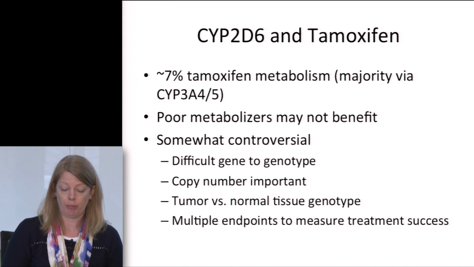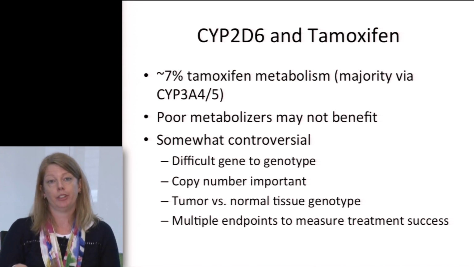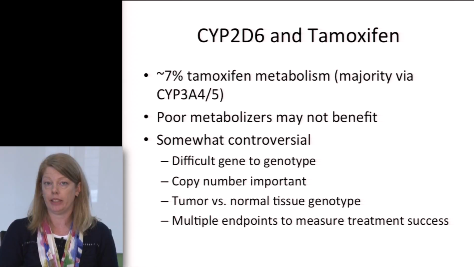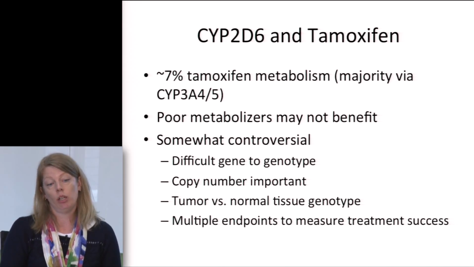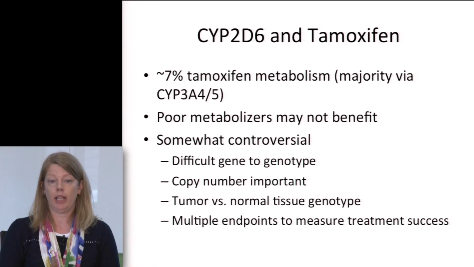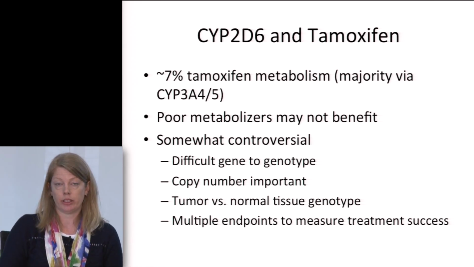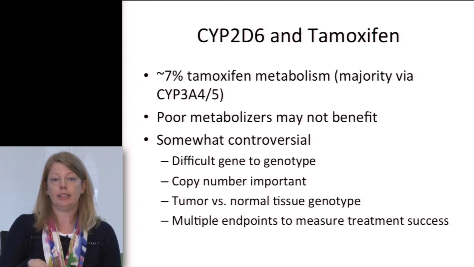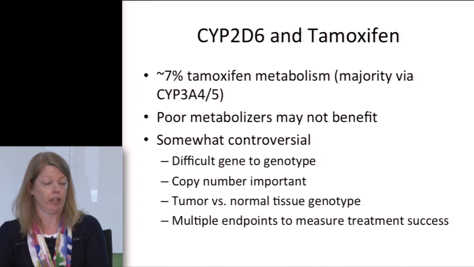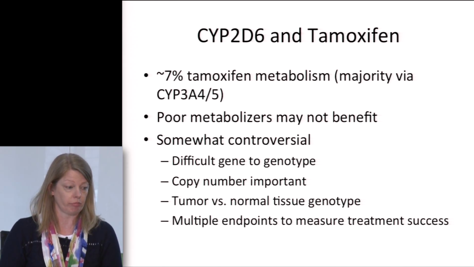In different studies, people have looked at the tumor genotypes versus normal tissue genotypes. As we mentioned earlier, there's a big difference there. Tumor tissue is known to mutate, and so will not necessarily have the same CYP2D6 genotypes as in the normal tissue. So you may be assigning a metabolizer status to a patient that's different than you would have if you're looking at tumor tissue than you would have if you're looking at normal tissue.